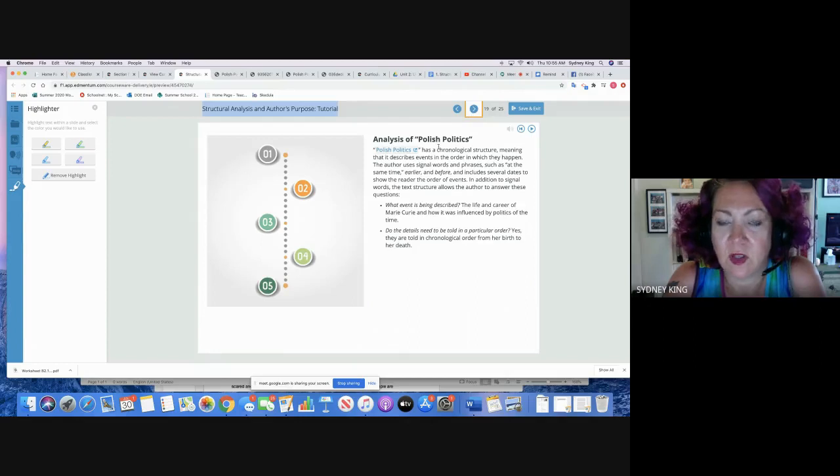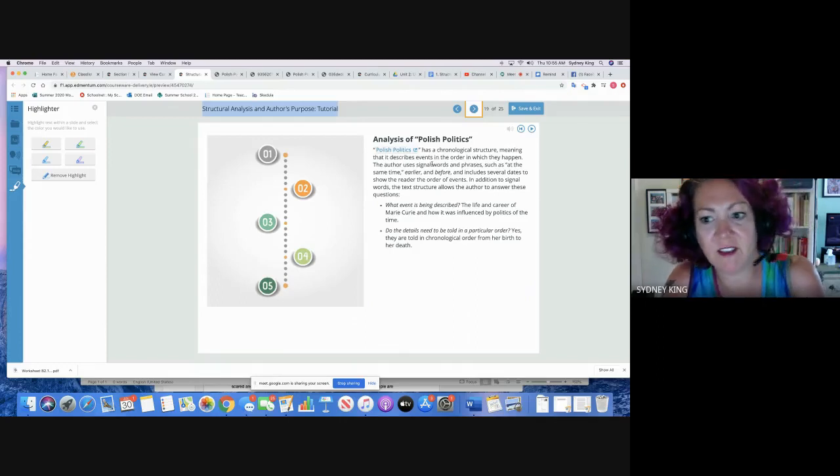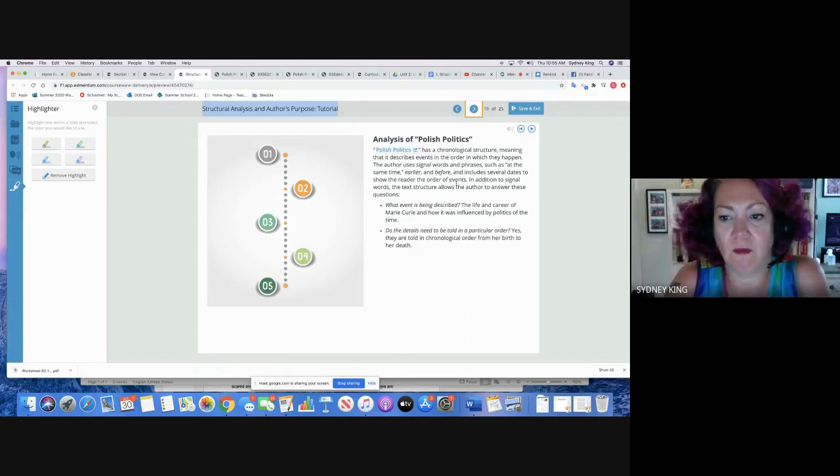So, we read the Polonium text and we saw a chronological structure, right? We saw that it described the events in her life as they happened. The signal words that were used were things like earlier and before, and that shows us that we're dealing with chronology and time. It also answered these questions. What event is being described, and do the details need to be told in a particular order? Right? They needed to be told in order from her birth to her death. Otherwise, it wouldn't have made as much sense.